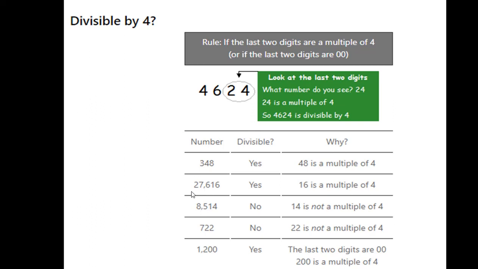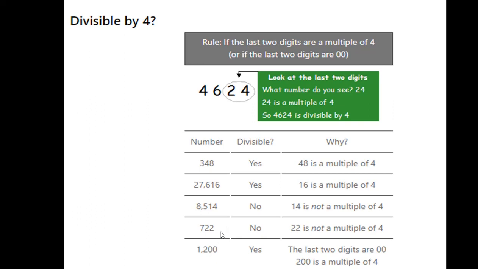The next example is 8,514. So 14, is it a multiple of 4? No. Then 8,514 is not divisible by 4. The next example, 722. The last two digits are 22. 22 is not a multiple of 4, so the number 722 is not divisible by 4.